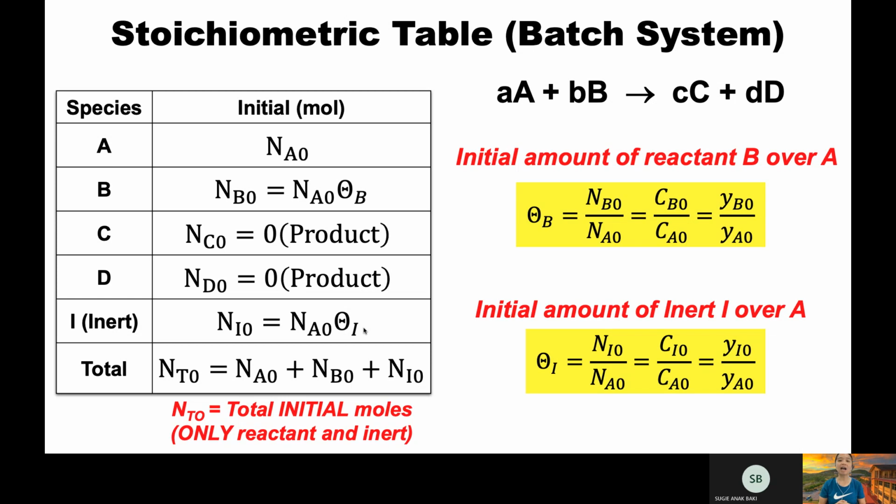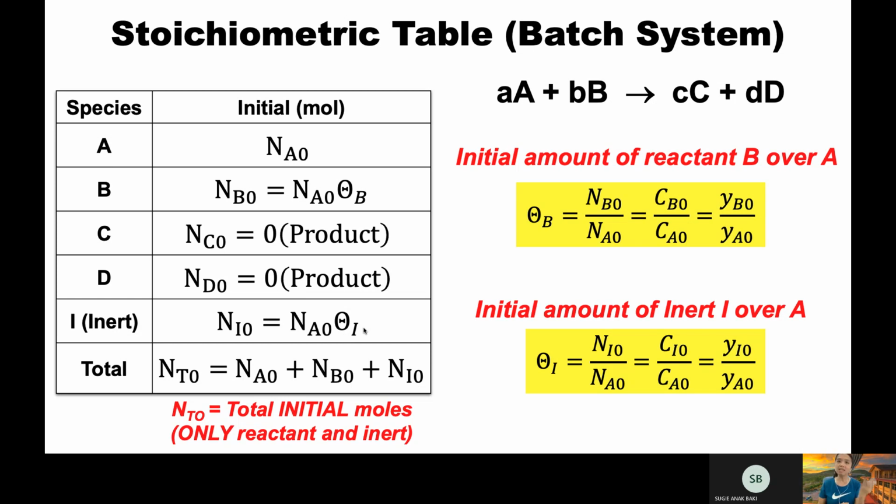What's the difference? Theta I refers to ratio of initial amount of the inert over A. So kalau theta B, amount B over A. Kalau theta I, amount inert over A. Okay, so contohnya lah, I'll give an example. Let's say in your system, you have A, B and inert. Okay, so let's say dia kata initially mole percent A 50 mole percent, mole percent B 25 mole percent, mole percent inert pun 25 mole percent. So we got 50, 25, 25, baru 100 kan?